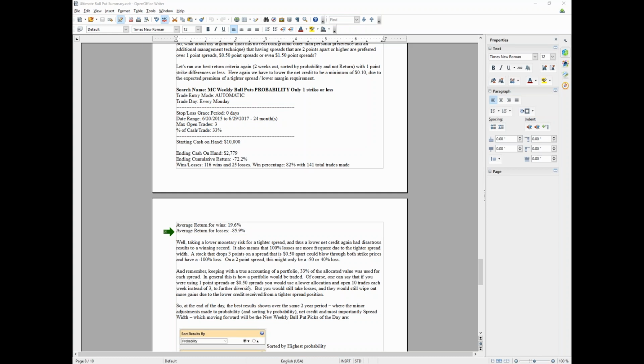So in a 1-point spread or a 50-cent spread, if the stock pulled back 4%, you were at 100% loss of what you invested. Whereas with a 2-point spread, you would have only been at 30%. Okay, and the average wins were still about 20%, but this one ended up with a 72% loss. Same stock criteria, same essential spread criteria, sorted by highest probability of success, ended up losing more when using 1 strike or less compared to 2 strikes as well.